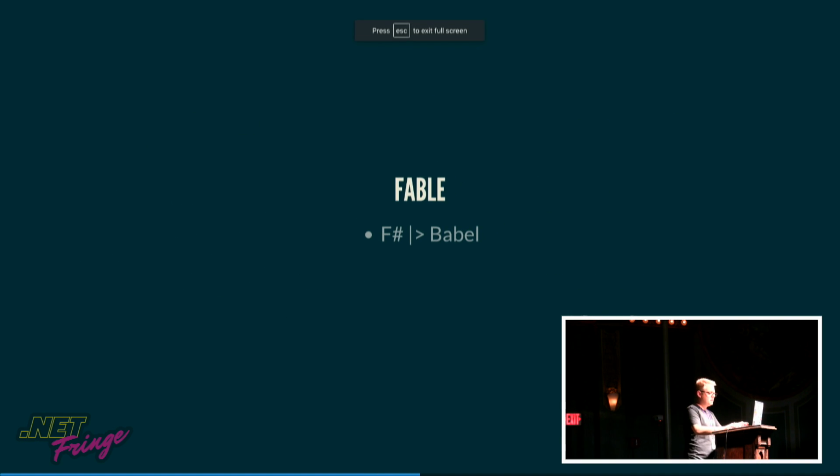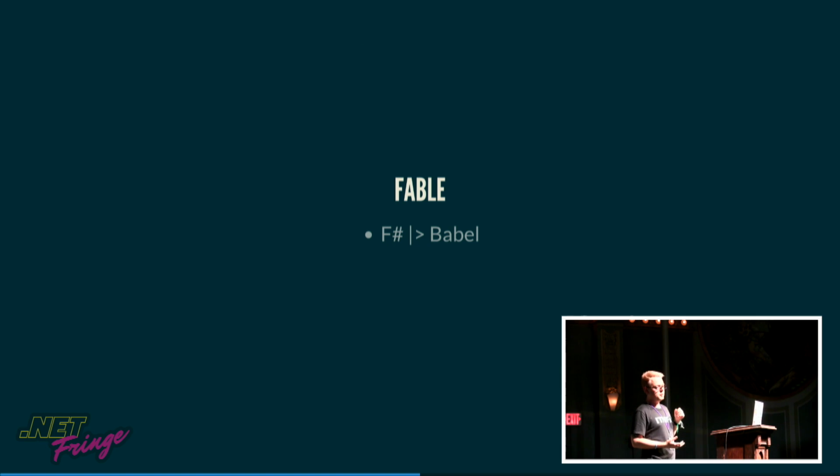All right, so let's talk about Fable. Fable has a great name. It's F# and Babel combined. And so the idea behind it is I can write my client-side code in a sane language, and then I use Fable to transpile that to JavaScript.